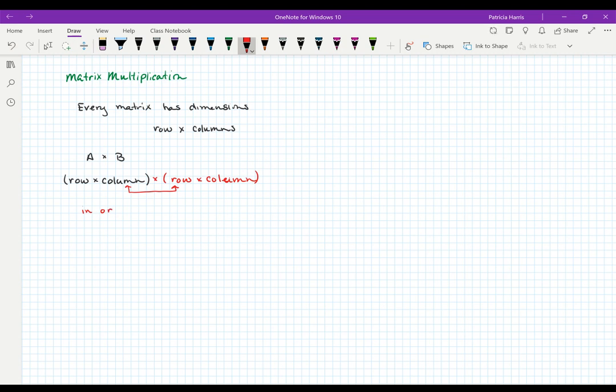Okay, so in order to multiply, the column number of the first matrix must be equal to the row number of the second matrix.